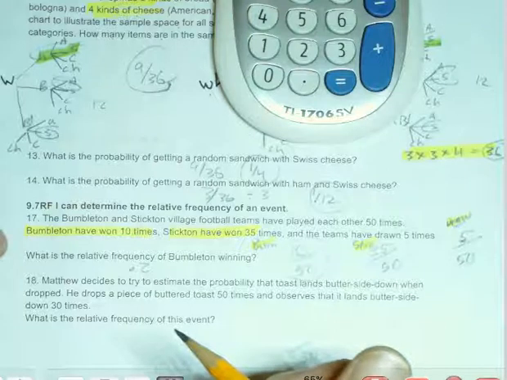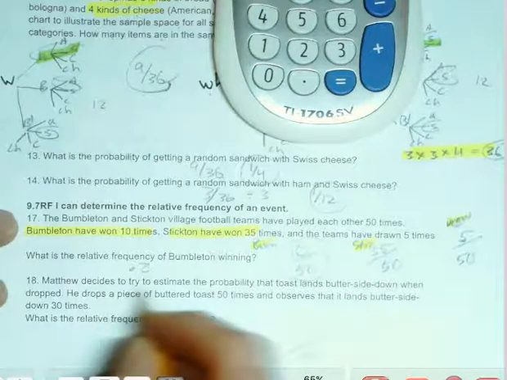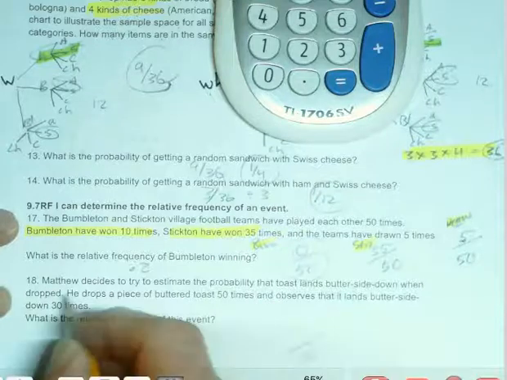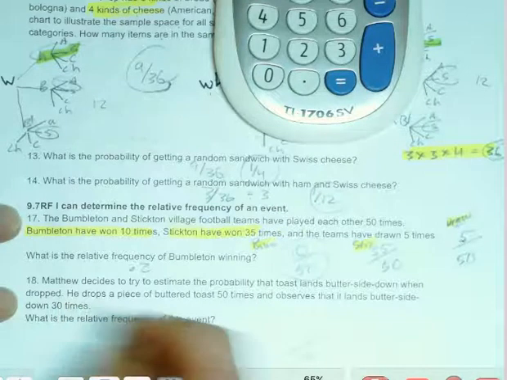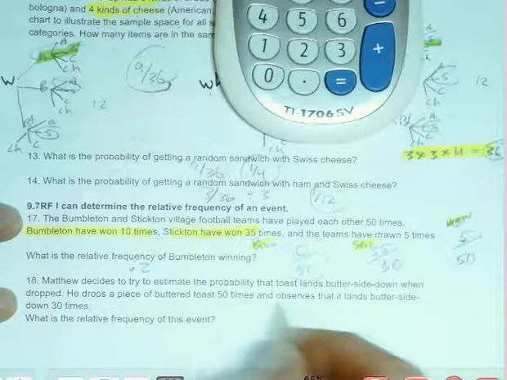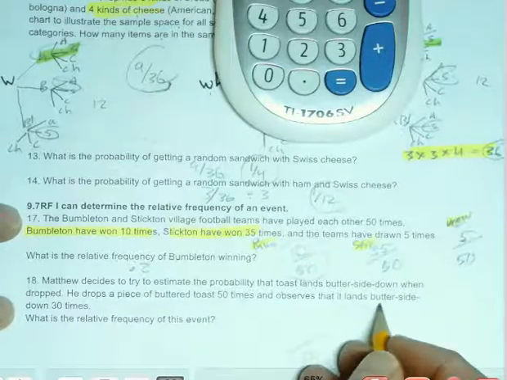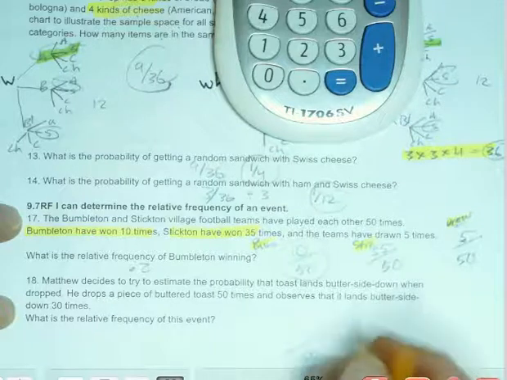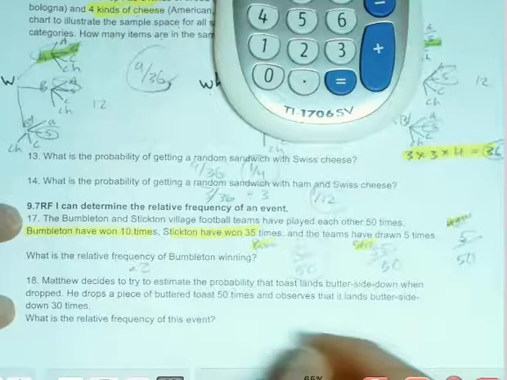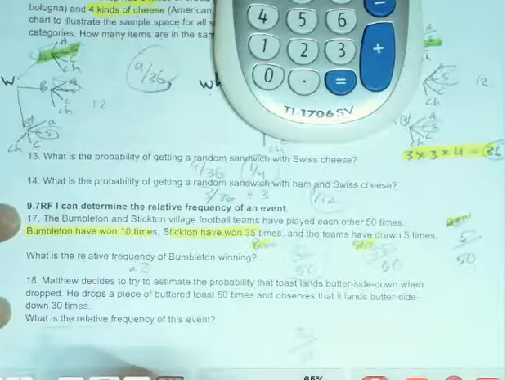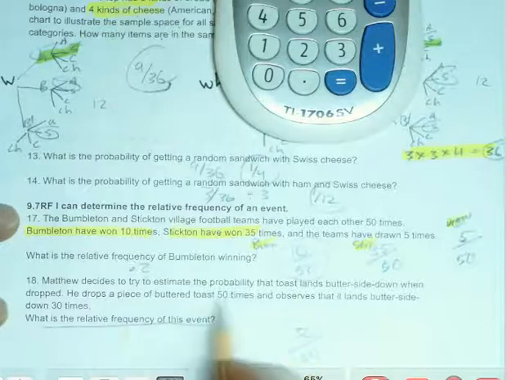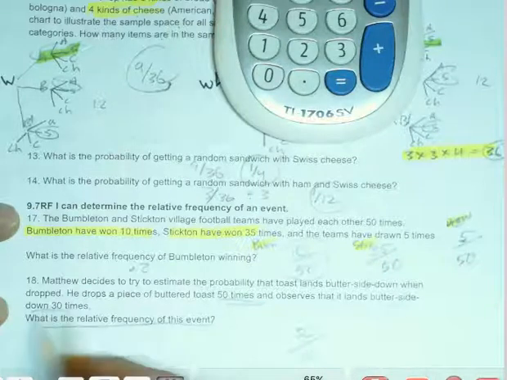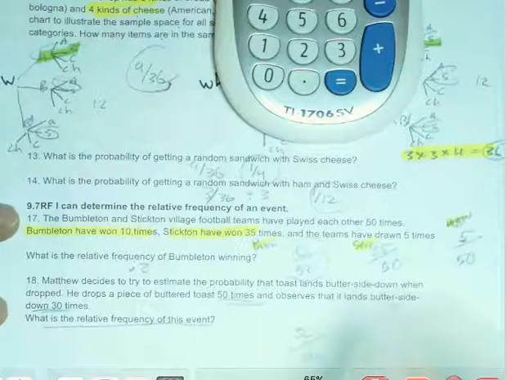All right, let's see. Matthew decides to try to estimate the probability that toast lands butter side down when dropped. He drops a piece of buttered toast 50 times and observes that it lands butter side down 30 times. What's the relative frequency of this event? He drops a piece of toast 50 times. It lands butter side down 30 times. So 30 times out of 50.